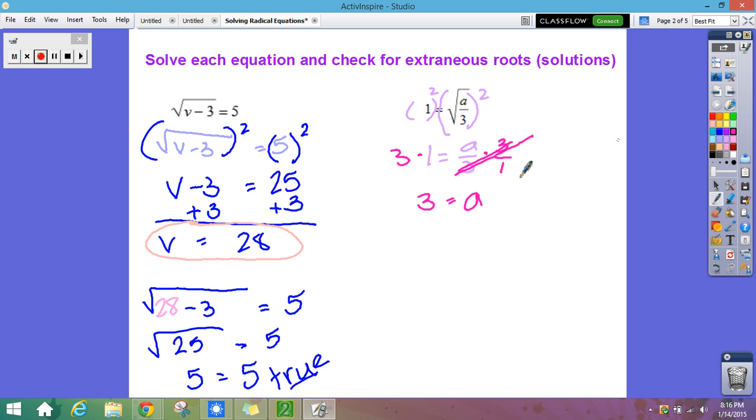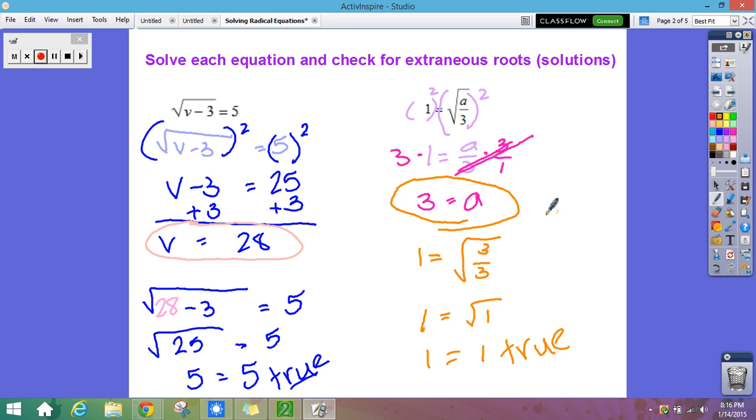And to check our solution, again, we need to put that back into the original problem. So 1 equals the square root of 3 divided by 3. 3 divided by 3 is 1. And if we put it in the calculator, the square root of 1 equals 1. So we also have a true answer, and we know this is correct.